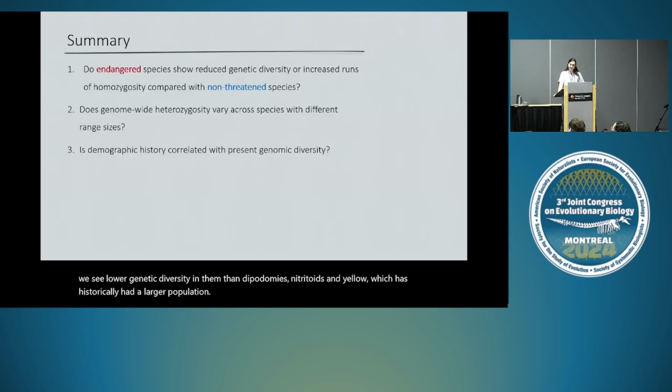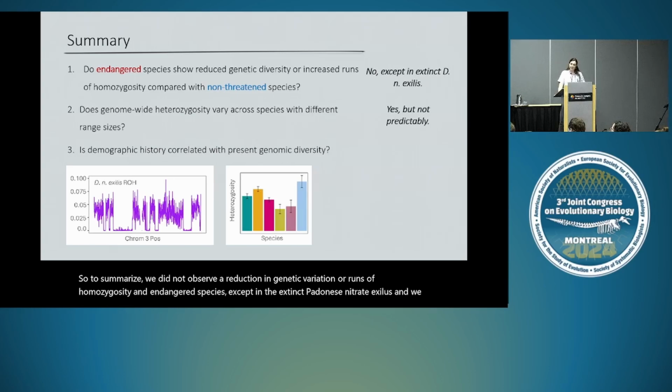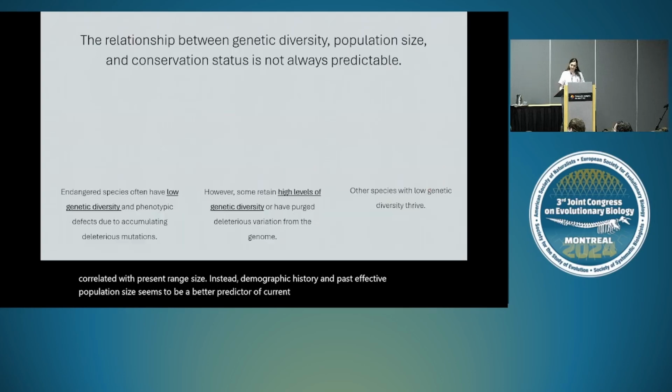So to summarize, we did not observe a reduction in genetic variation or runs of homozygosity in endangered species, except in the extinct Dipodomys nitratoides exilis. We did observe quite a bit of variation in genetic diversity across species, but it was not correlated with present range size. Instead, demographic history and past effective population size seems to be a better predictor of current genetic diversity.